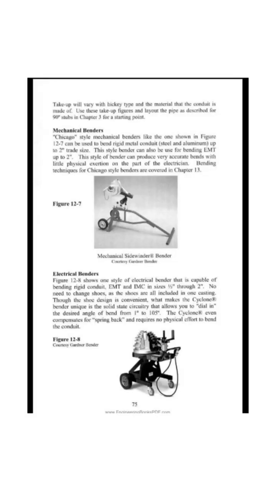Mechanical benders. Chicago-style mechanical benders like the one shown in Figure 12:7 can be used to bend rigid metal conduit, steel and aluminum, up to 2 inches trade size. This style bender can also be used for bending EMT up to 2 inches. This style of bender can produce very accurate bends with little physical exertion on the part of the electrician. Bending techniques for Chicago-style benders are covered in Chapter 13.